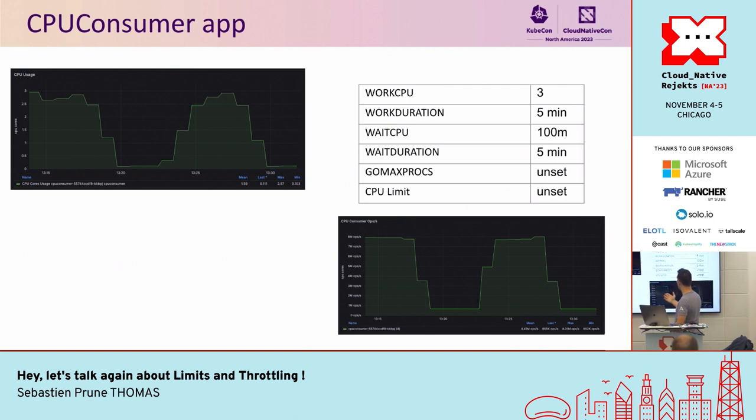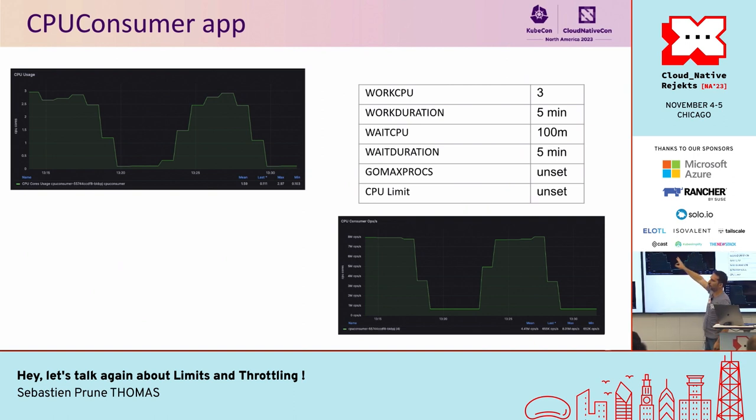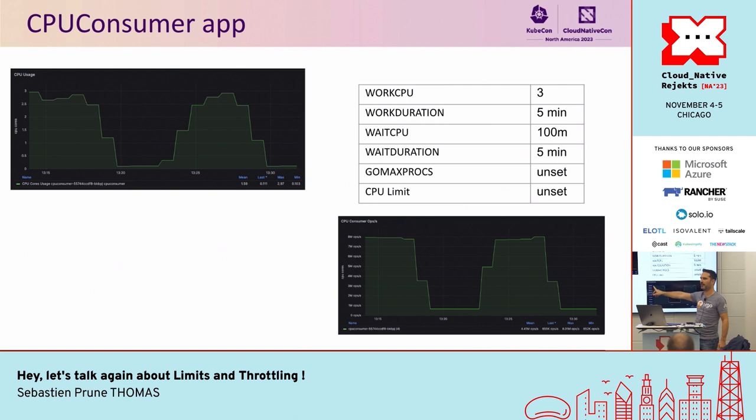And actually, when I remove the limits, I have no throttling because no limits, no throttling. And then my application is using almost 3 CPUs here and is now performing 8 million operations per second, twice as much as with the 1.5 CPU limit.